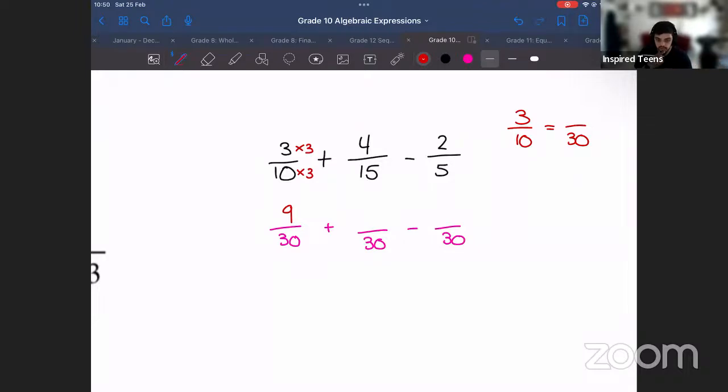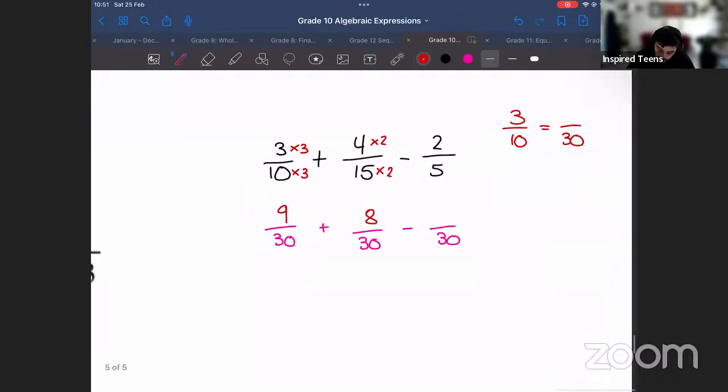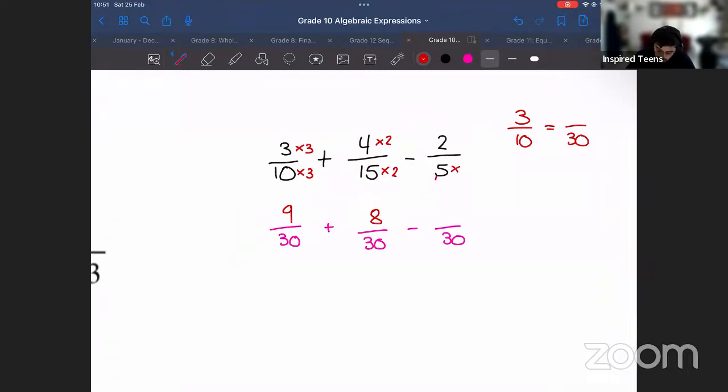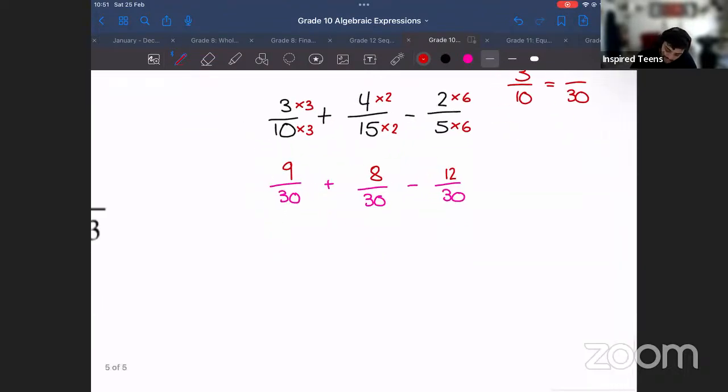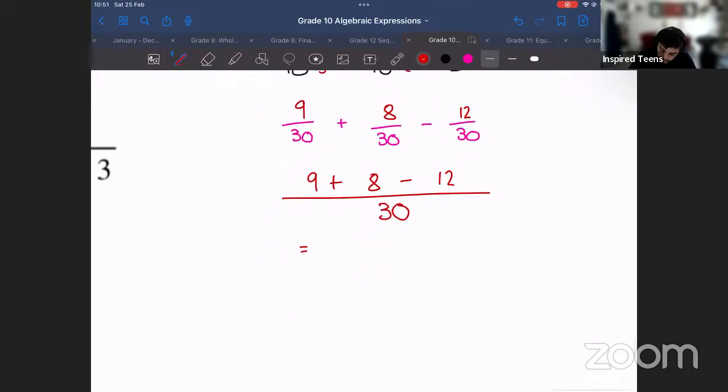Not 2. 30 is the correct answer. Then what change did I make to this denominator to get to 30? I multiplied it by 2. So whatever I do in the denominator, I do in the numerator, and I get 8. What change did I make to that denominator to get our new one? I multiplied it by 6. So whatever I do in the denominator, I do in the numerator, and I get 12. Now I can simply add them because they all have one denominator. So I get 9 plus 8 is 17, minus 12 is 5, I believe.